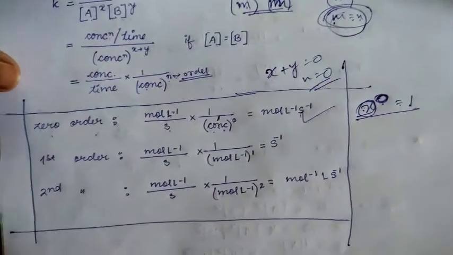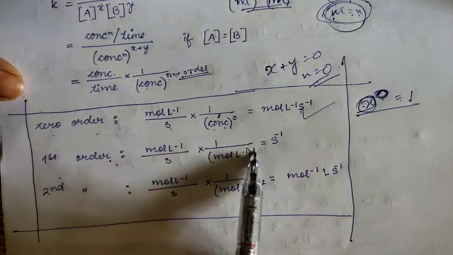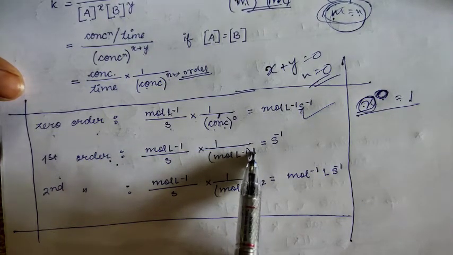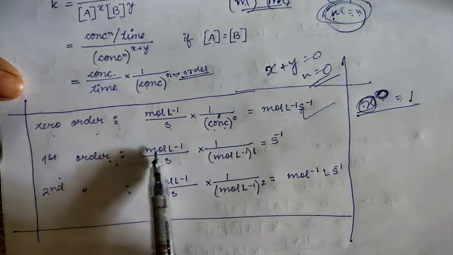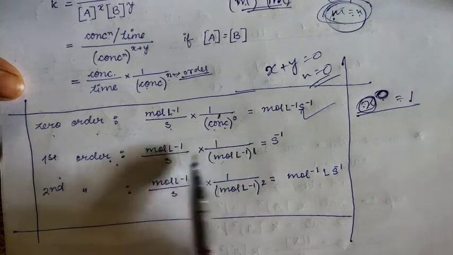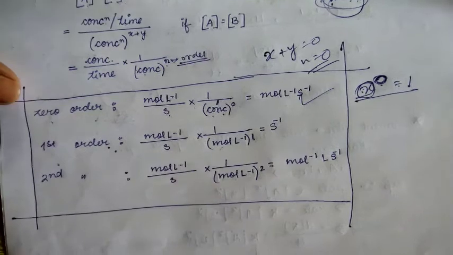Got it? Now for the first order, you have to put 1 here, the value of x plus y equal to 1. Now this is mole per liter, this is mole per liter, you can cancel it. What is left? Only this is left, so s to the power minus 1, s inverse.